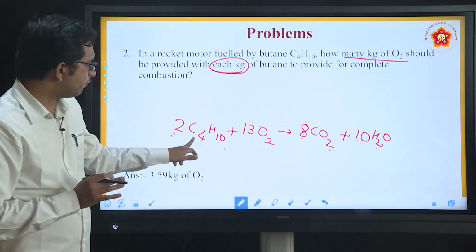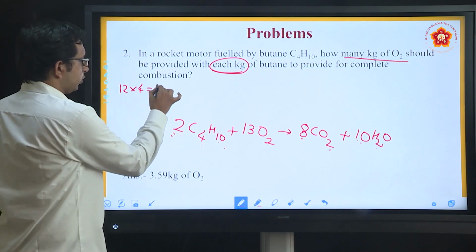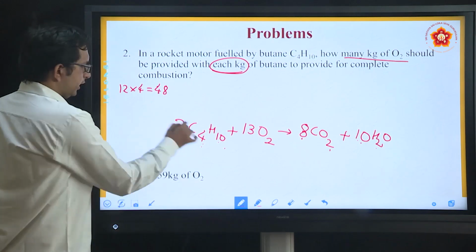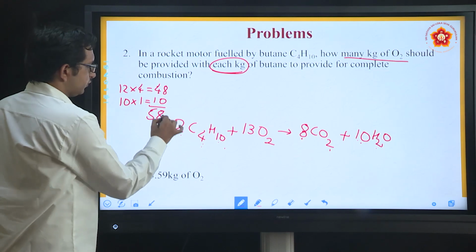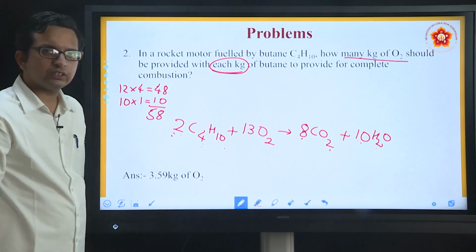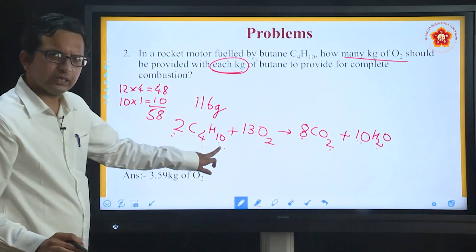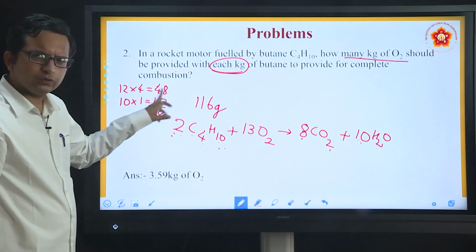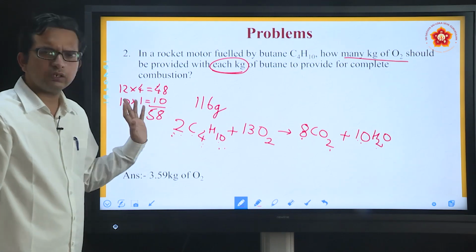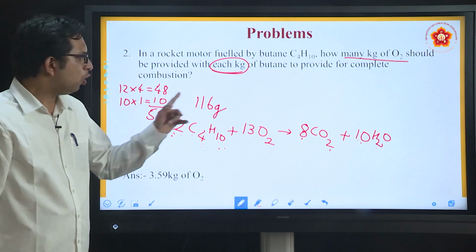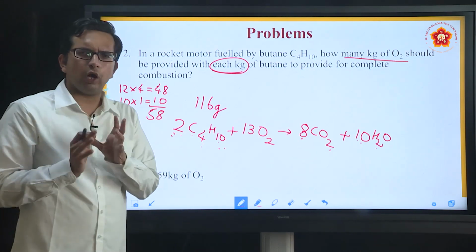So what happens here? Now let me first calculate the mass of butane. What's the mass of butane? In total there are 4 carbon atoms, so 12 into 4 is 48. 10 hydrogens, so 10 into 1 is 10. So this one I can keep as 58. Then 2 into 58 shall be 116 gram. Just to repeat it, C4H10. So 12 into 4 was 48, 10 into 1 is 10, totaling 58, but because 2 moles were used here, I have used it as 116 gram. What about oxygen? Oxygen, we know that it is 32 grams per molecule of oxygen.